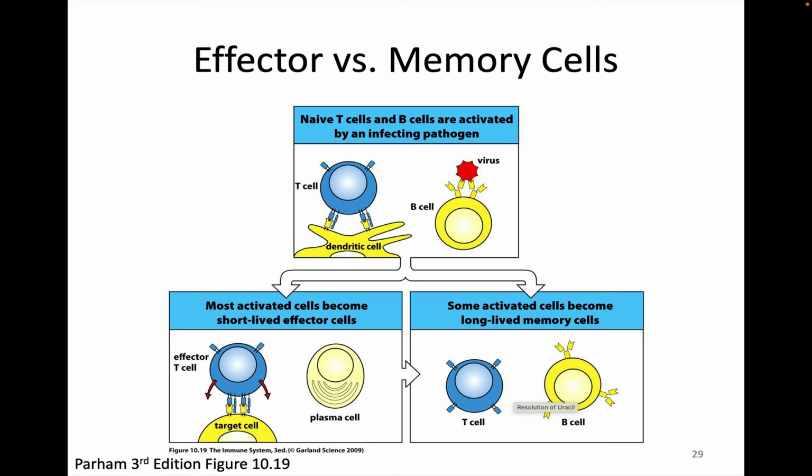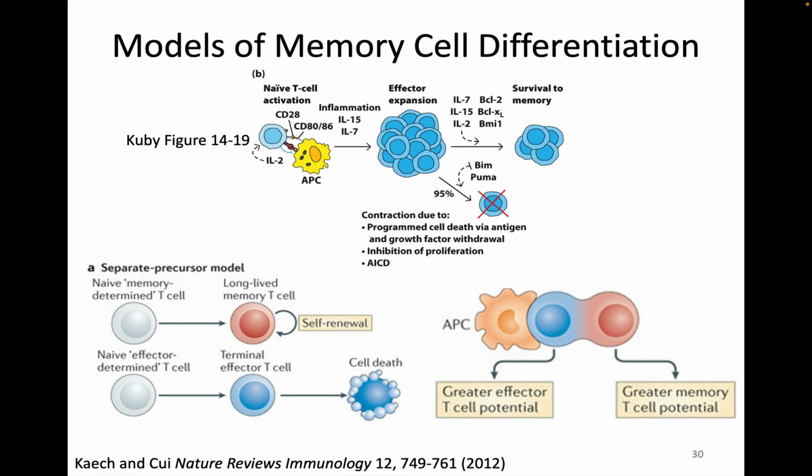The data really looks more like when our naive cell gets activated, some of the cells choose to become effector cells while some choose to become memory cells. And so they go down different paths from the beginning, but this does actually show either option somewhat nicely. You can see a little bit of a controversy here.